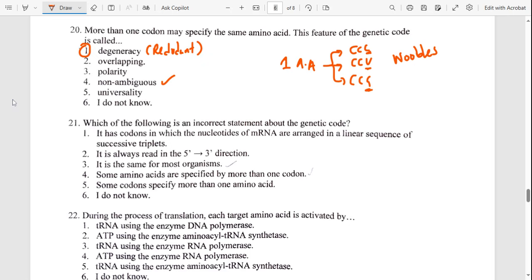I hope it's clear. 21 is saying which of the following is an incorrect statement about the genetic code. It has codons in which the nucleotides of mRNA are arranged in a linear sequence of successive triplets. That's correct. It is always read 5' to 3'. Very correct. It is the same for most organisms. Very correct. That's the meaning of universal. Some amino acids are specified by more than one codon. That's correct. That's the meaning of degenerate. Some codons specify more than one amino acid. This is false. This is against non-ambiguous. These statements would mean that the genetic code is ambiguous, but it is non-ambiguous. So a codon can't specify more than one amino acid.